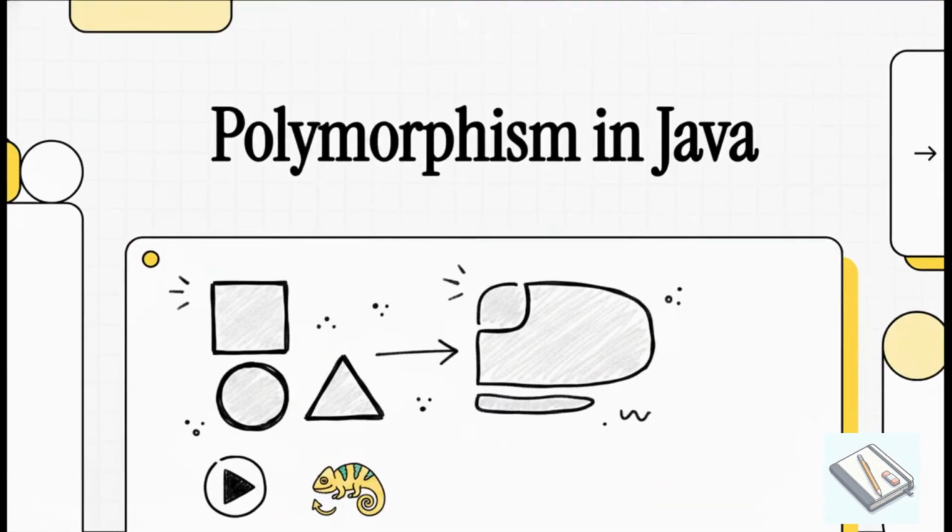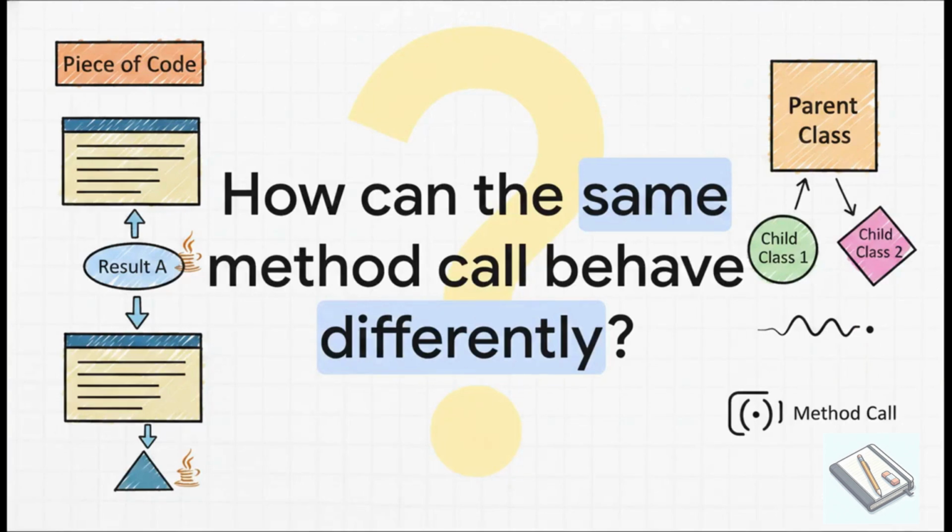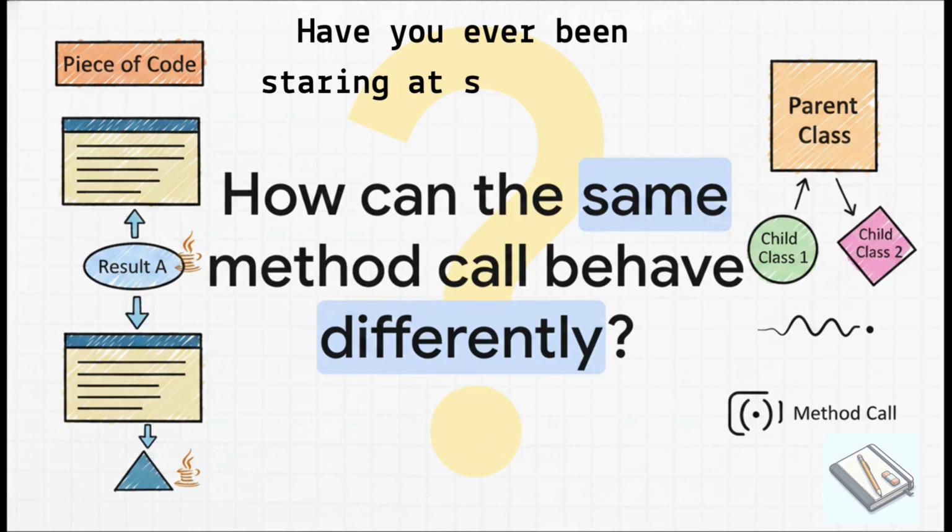All right, let's jump right in. Today, we're talking about a core concept in object-oriented programming, polymorphism in Java. Now, it's a bit of a mouthful, but the idea behind it is incredibly powerful and, honestly, pretty cool. So, let me ask you this. Have you ever been staring at some code and seen the exact same method call, line for line, but it produces totally different results? It kind of feels like it shouldn't work, right?